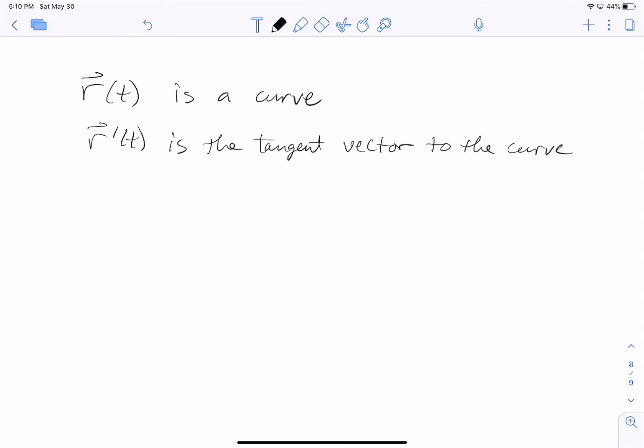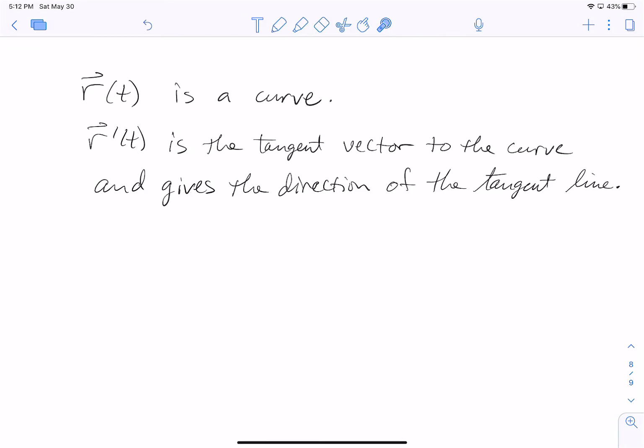Before we get into the vectors and planes in the title of this video here, I want to make sure we're cool with the notation and the concepts. R of t is a curve. It's written as a vector, R with a little arrow on top, but the tips of those vectors trace out a curve. R prime of t is the tangent vector to the curve, and it gives the direction of the tangent line. I just realized I should be putting periods at the end of my sentences.